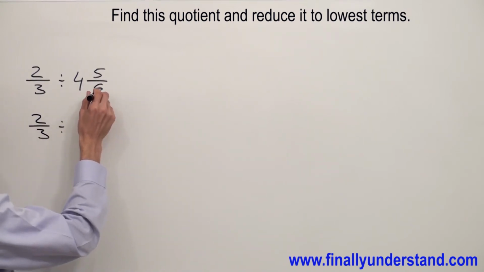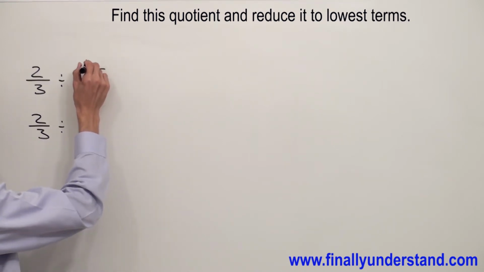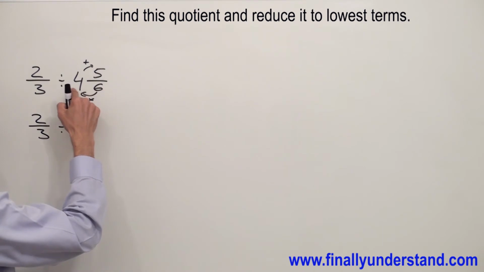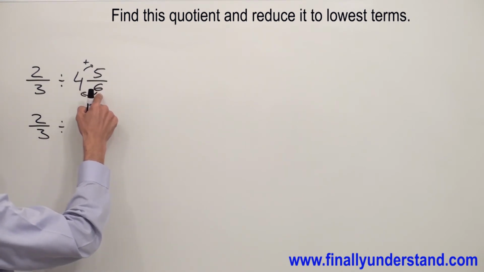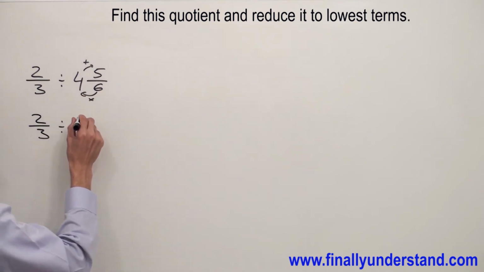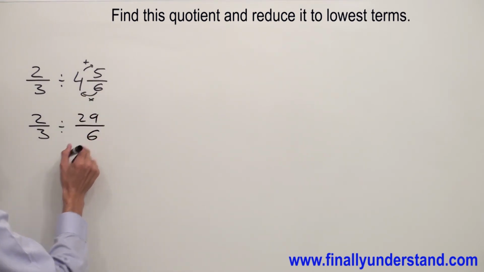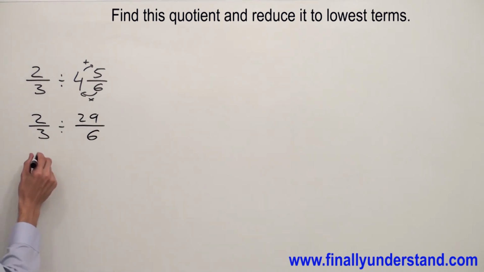I have to convert it to an improper fraction by multiplying the denominator by the whole number, and the result I have to add to the numerator. 4 times 6 is 24, plus 5 is 29. 29 over 6. Anytime you divide fractions, always copy the first fraction down.